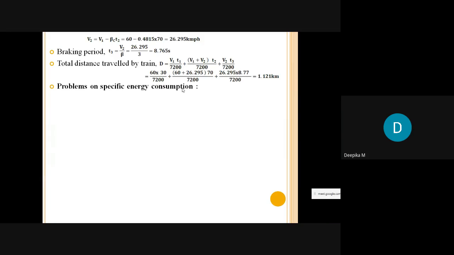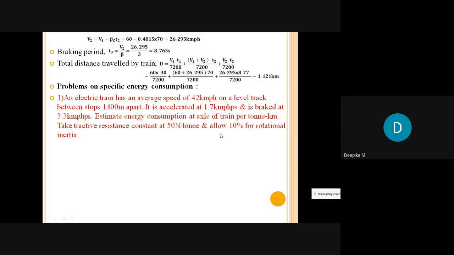So next, this completes the problems on specific output and all. So now let us solve the problems related to specific energy consumption. So the first problem goes this way.